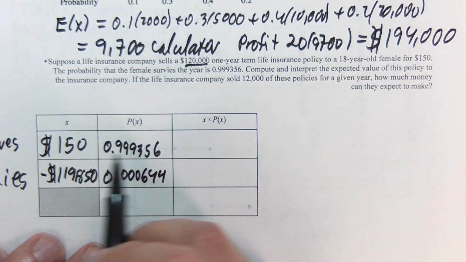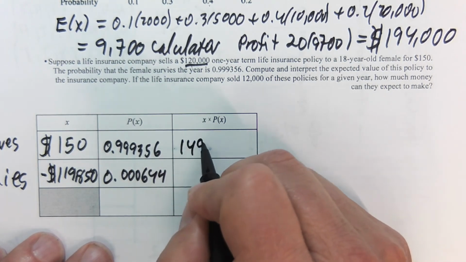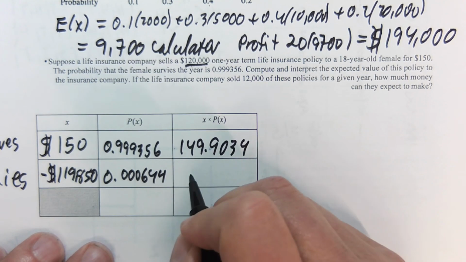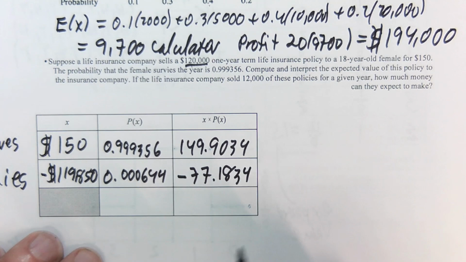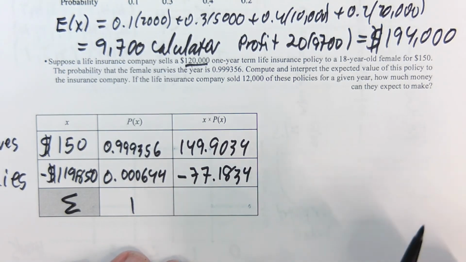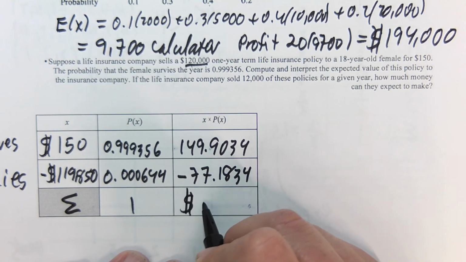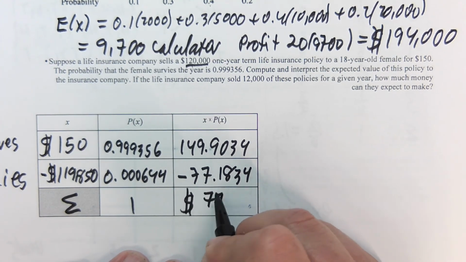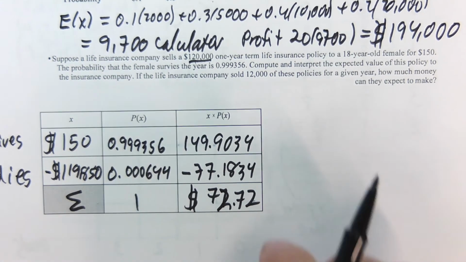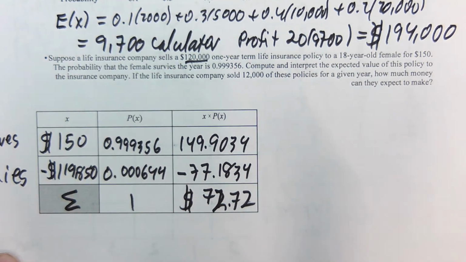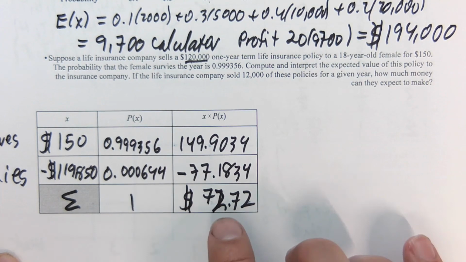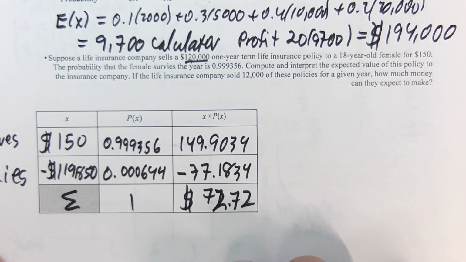And when we multiply those numbers across, and by the way, when we add these up, that adds up to 1, as it should. And when we add these up, we get an expected value of $72.72. Again, this is the expected value. Meaning, all these women that are getting this, they're going to live, they're going to live, and then one will die. And so overall, this is what they expect to make overall on each policy.